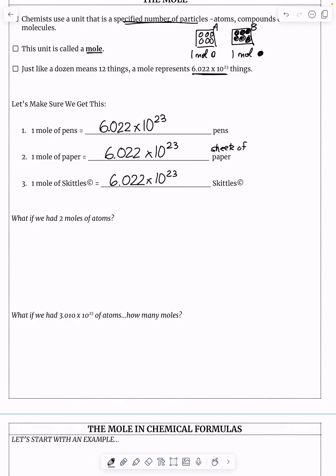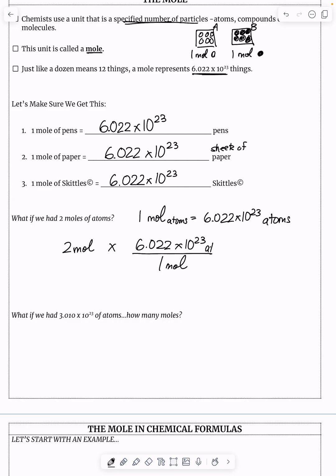Now, what if I had 2 moles of atoms? Well, if 1 mole of atoms is 6.022 times 10 to the 23rd atoms, 2 moles would be 2 multiplied by 6.022 times 10 to the 23rd for 1 mole. This was dimensional analysis from our last unit. I'm multiplying 2 moles times what we call Avogadro's number, and that's going to give me how many atoms there are, 1.2044 times 10 to the 24th atoms.